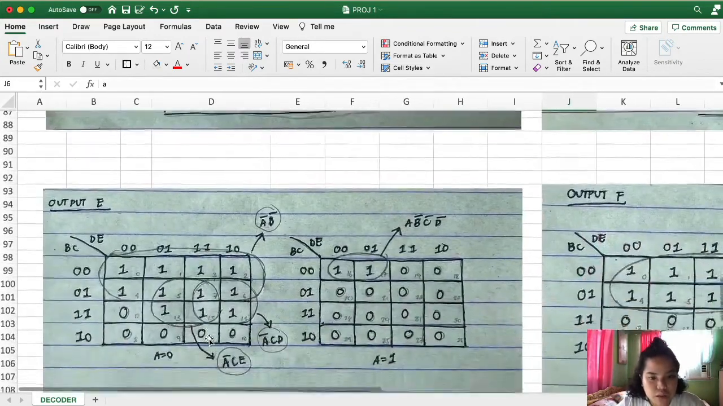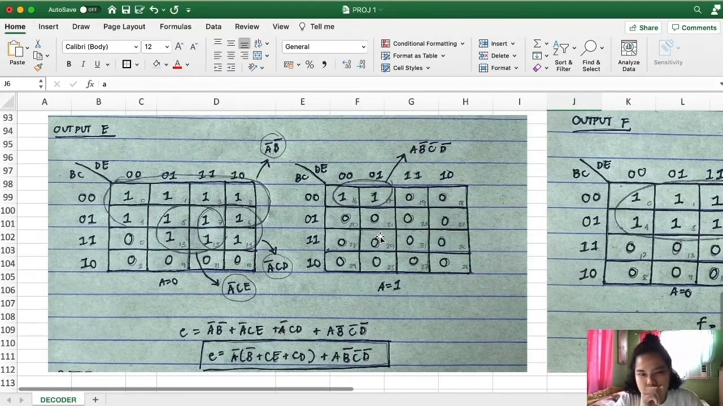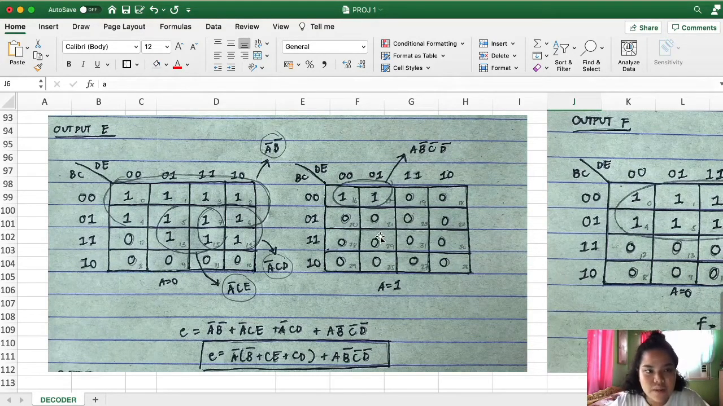Moving on to output E. Over here, we actually have tons of zeros as compared to the ones we had before this. As we can see on our left matrix, its matrix cells are very, very similar to the left matrix of output D as well. So this group right here on the topmost, an 8-member group, is again just not A ANDed with not B. This group here in the middle, a 4-member group, is just not A ANDed with not C ANDed with E. And then this 4-member group right beside it is just not A ANDed with C ANDed with D.